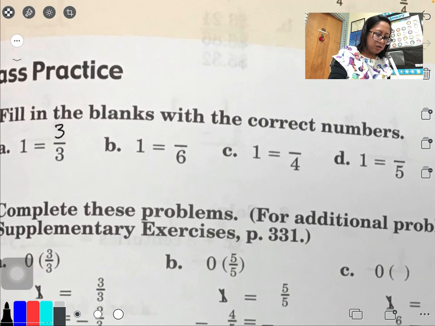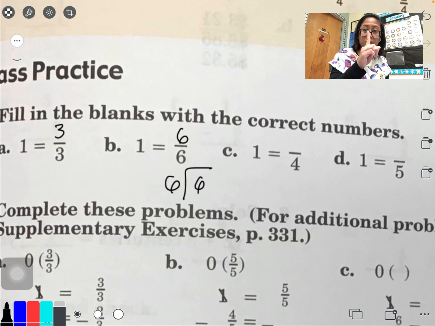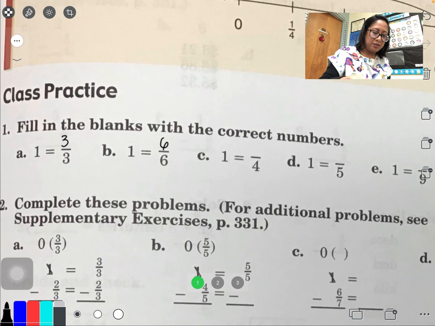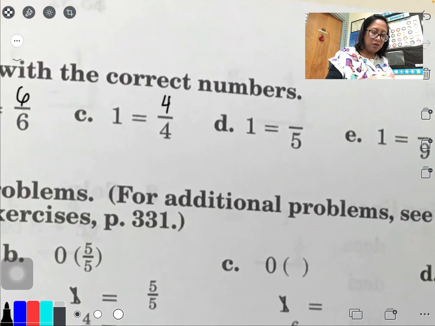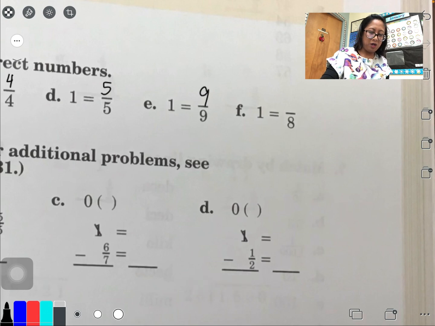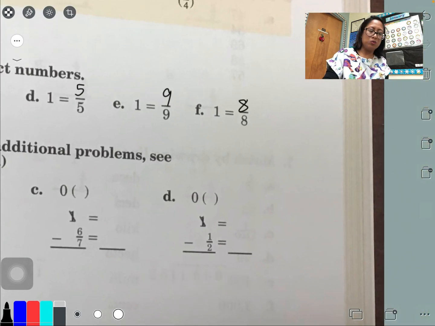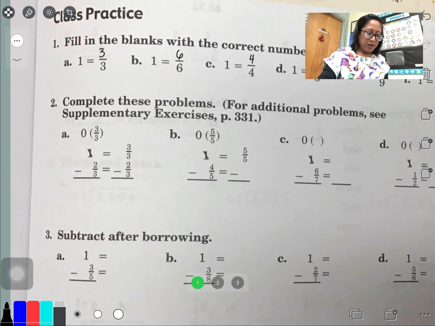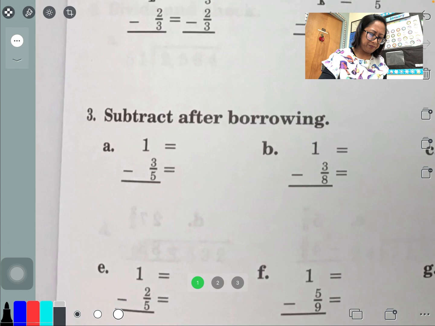Next, here, my numerator will be 6 because 6 divided by 6 equals 1. Similar to C, 4/4 equals 1. 5/5 equals 1. 9/9 equals 1. 8/8 equals 1. All right? So I'm going to skip number 2, and I'm going to go to number 3.